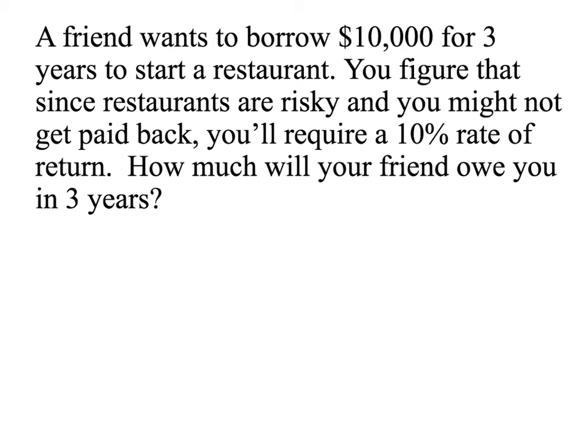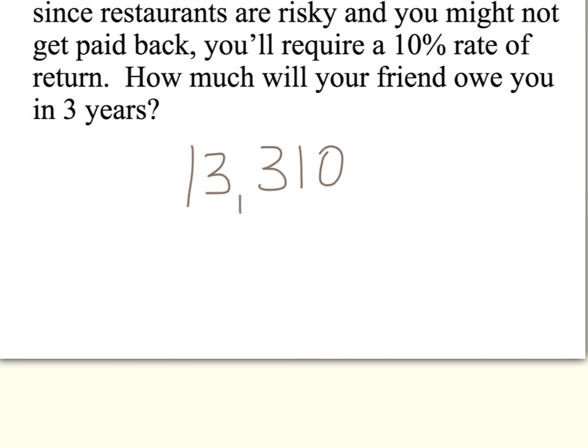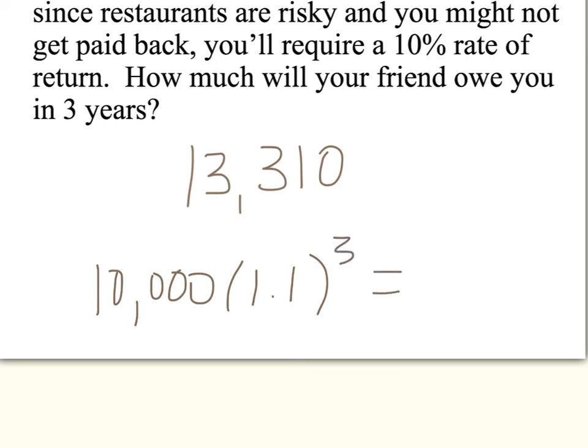The answer is $13,310. And how I got this is pretty straightforward. We simply take the present value, which in this case is $10,000. That's the amount of cash that we expect to flow at present. We need to earn an interest rate of 10% per year for 3 years. And if you do this calculation, that'll give you the future value, which again turns out to be $13,310. Hopefully your friend's restaurant was successful and it'll be no problem paying you this money back. Otherwise, you're going to have a problem.